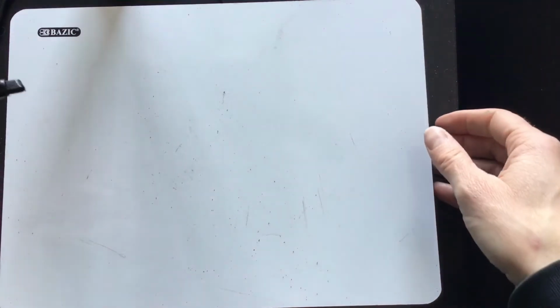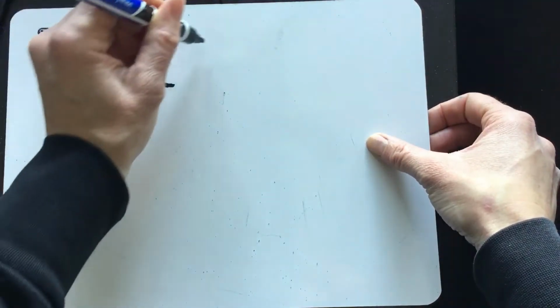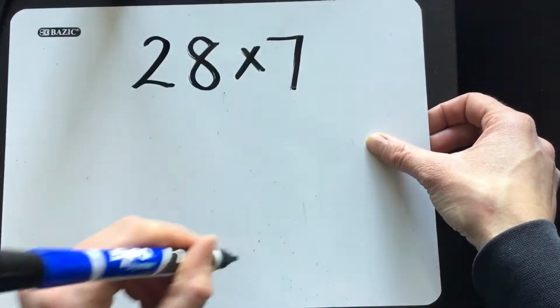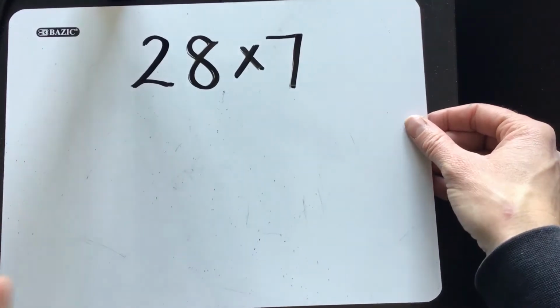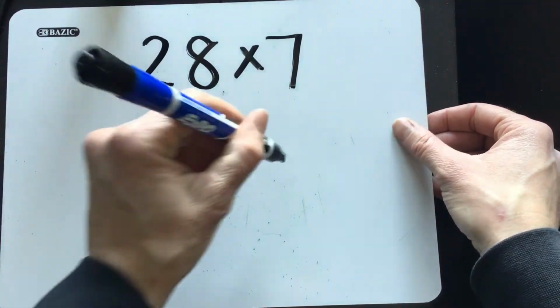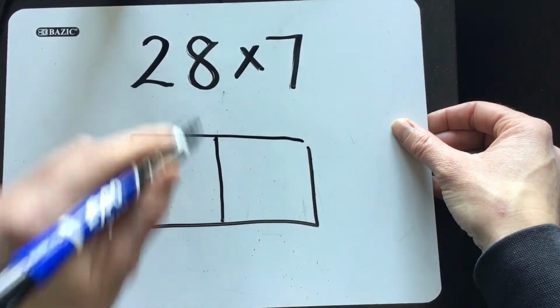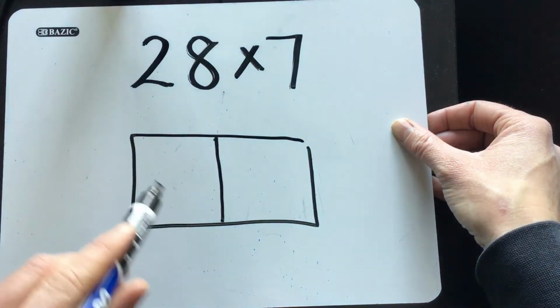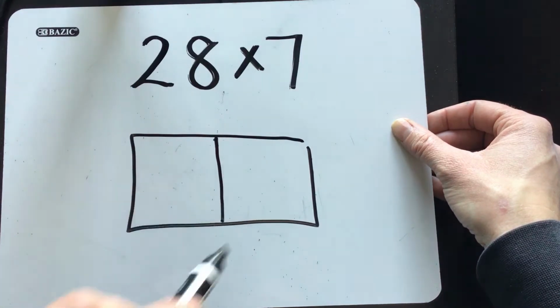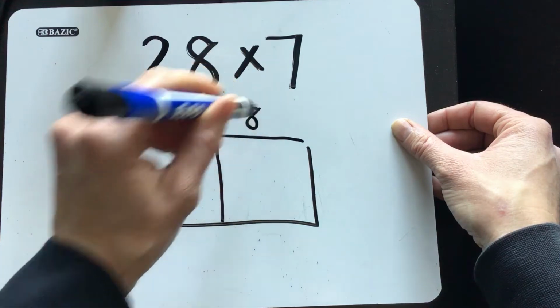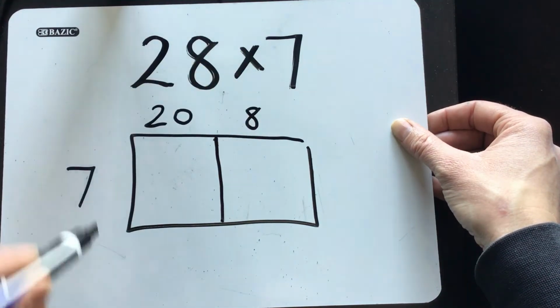So I'm going to show you, and just like the title says, it's a box strategy, so we're going to create a box. The first question we're going to look at is a 2-digit by a 1-digit. We're going to do 28, and we're going to multiply it by 7. So we're going to split or break up the first number. So we're going to draw a box. I'm going to cut it in half because 28 has 2 digits, so we're going to make a box that has 2 spots. I'm going to split 28 into 20 and 8, and both of them are going to be multiplied by 7.